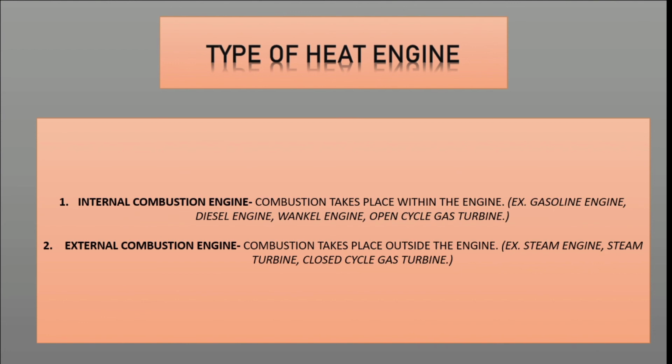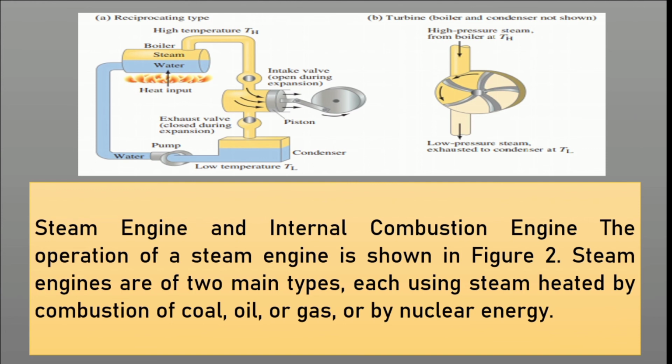Another type of heat engine is the external combustion engine, in which combustion takes place outside the engine. The heat produced during the external combustion is used for inducing useful mechanical motion in the cylinder of the engine. Examples of EC engines are the steam engine, steam turbine, and closed cycle gas turbine.